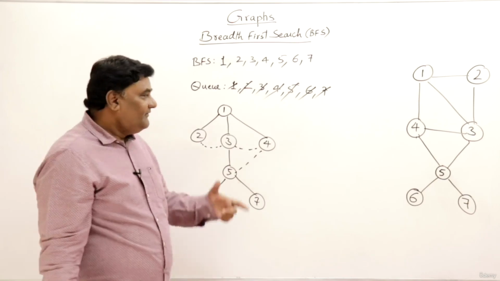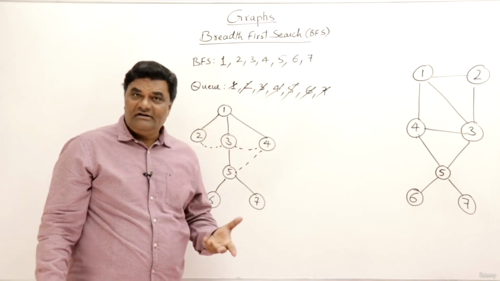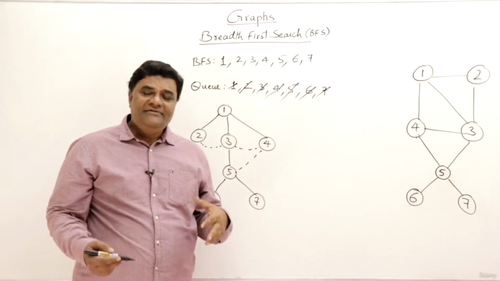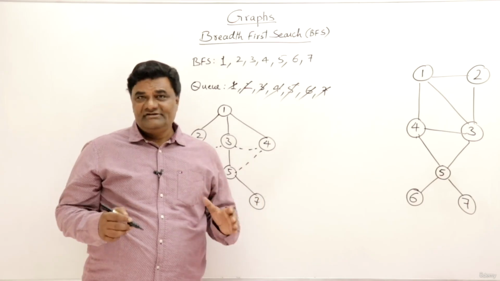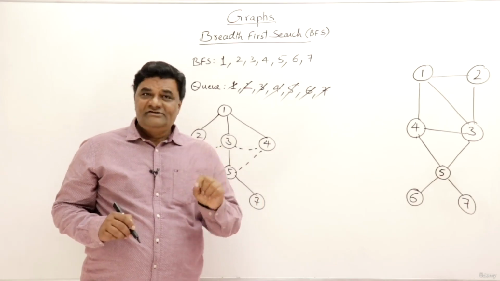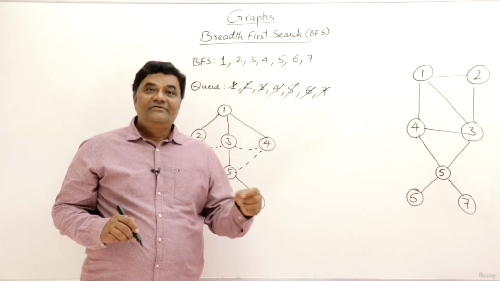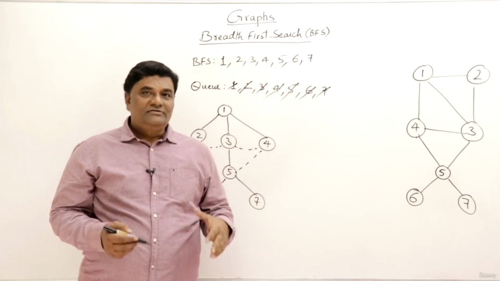As I said, when I am exploring vertex 1, I can even change the order of 2, 3, 4. So if you change the order, you get a different breadth first search. And it is valid. So for a given graph, there can be various breadth first searches. The importance is not the order in which you are visiting. The importance is that you are visiting all the vertices. That is more important.